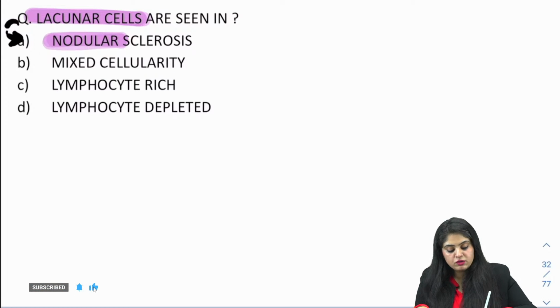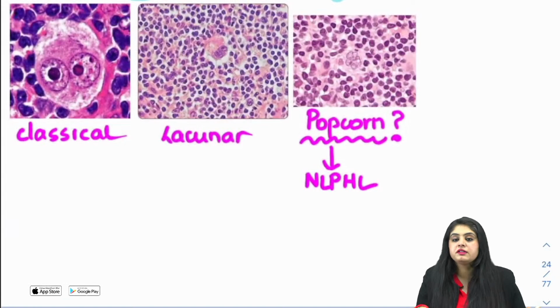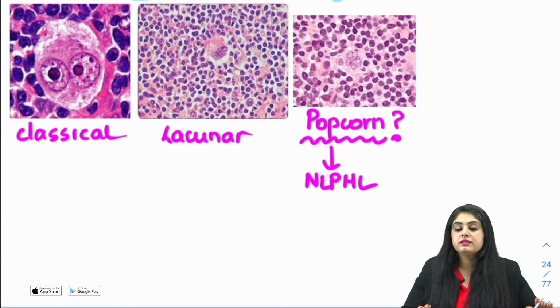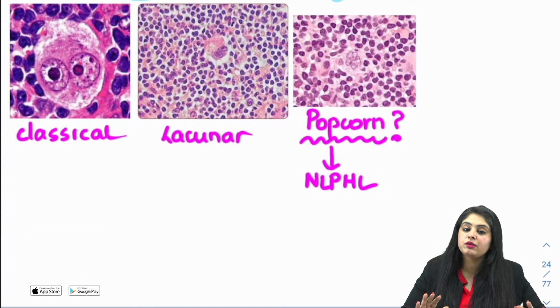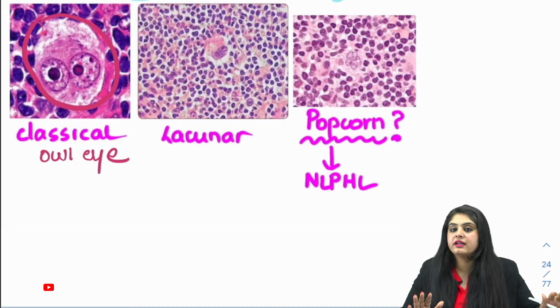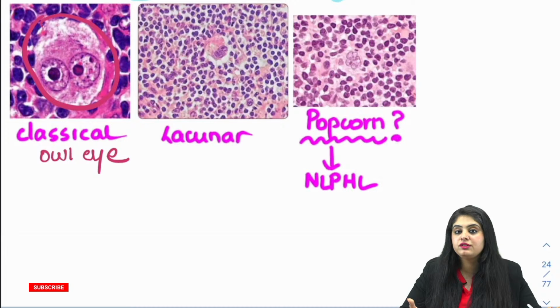Now that you've answered all of this, let me show you some pictures so that the entire process is completed, and then I'll give you one lengthy question to solve. Okay? So these are the 3 photos of RS cells that you can possibly get in the paper. The first one is the classical owl eye appearance. I don't think I need to describe this. It's staring towards you, these 2 eyes.